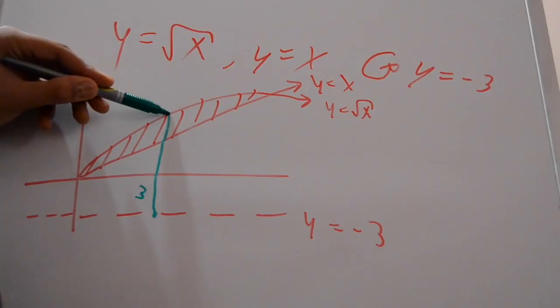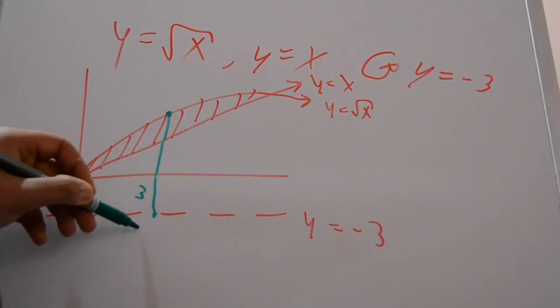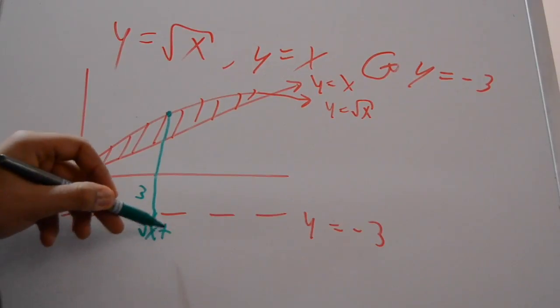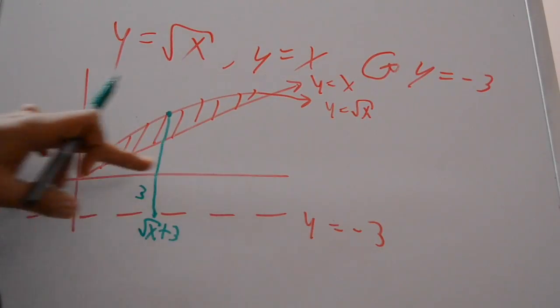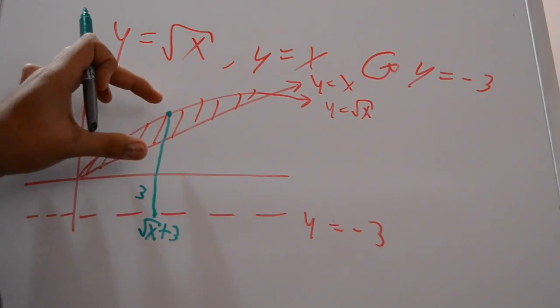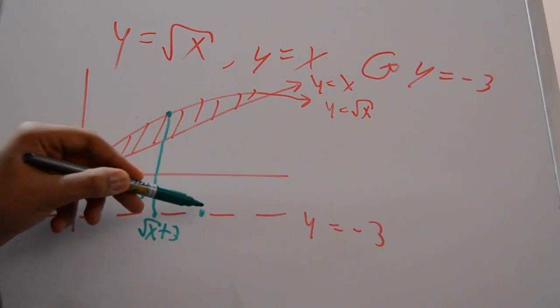That's our outer radius, right here, because that's the curve. So we're going square root of x plus 3. We're going plus 3 since we're going from y equals -3 to the x-axis, and then we're going the same square root x. And then we do the same thing for the inner radius.